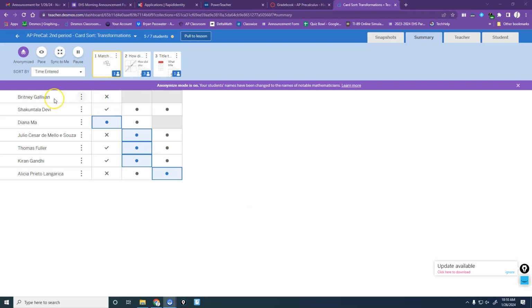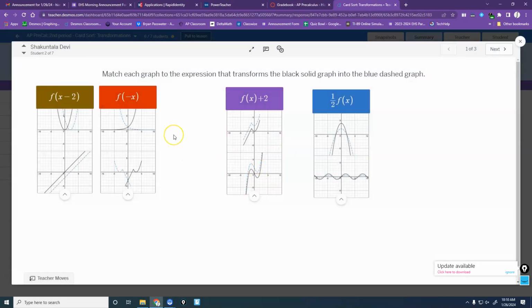For this, it looks like Shakuntala and Thomas Fuller and Karan Gandhi all have those correct. The rest of us have at least one that is not correct. So let's look at what the correct answers were, and if you do not have them correct, you can switch some of those. So f of x minus 2, what is that going to do to the graph?